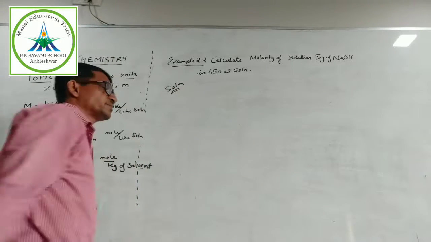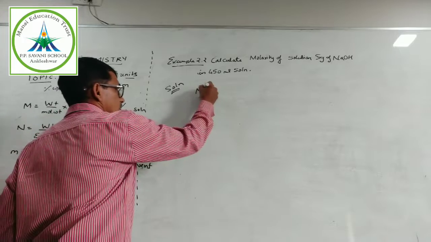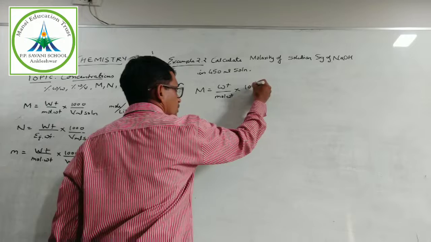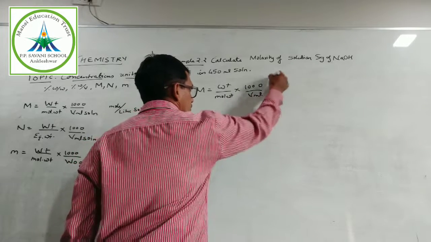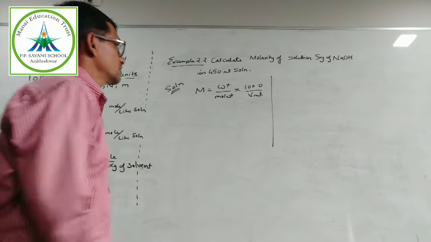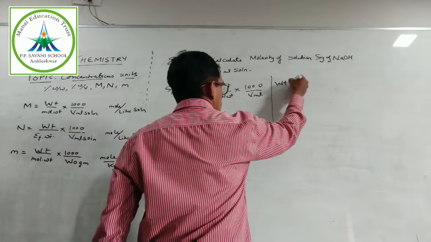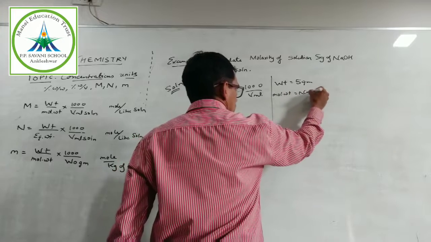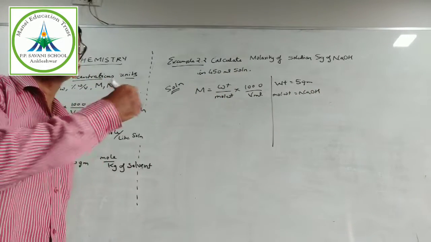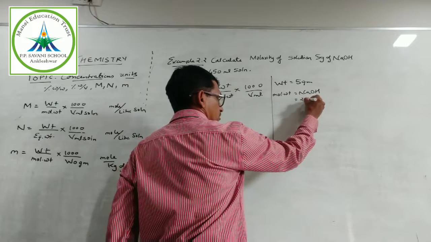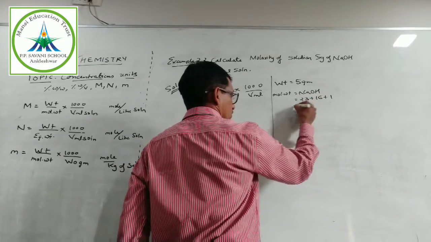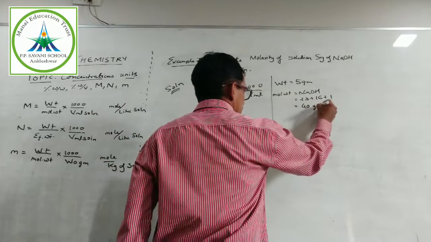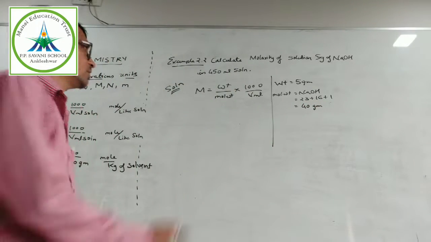So for a solution, molarity is equal to weight upon molecular weight multiplied by 1000 upon VmL of solution. What information is given? Weight of solute is given: weight is equal to 5 gram. Molecular weight of NaOH we will find. Sodium is 23, oxygen 16 and hydrogen 1. So it is coming 40. So molecular weight of NaOH is 40.